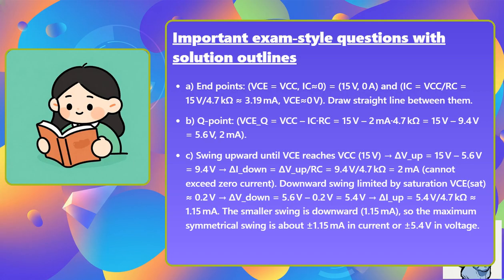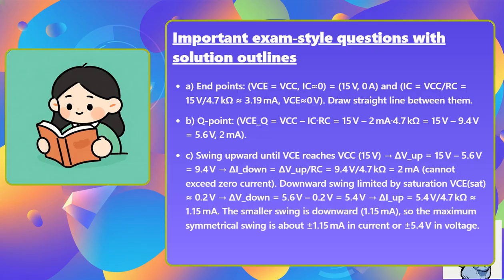C. Swing upward until collector emitter voltage reaches VCC, 15 volts. Delta V up = 15 volts - 5.6 volts = 9.4 volts. Delta I down = delta V up / RC = 9.4 volts / 4.7 kiloohms = 2 milliamps, but cannot exceed zero current. Downward swing is limited by saturation collector emitter voltage of approximately 0.2 volts. Delta V down = 5.6 volts - 0.2 volts = 5.4 volts. Delta I up = 5.4 volts / 4.7 kiloohms ≈ 1.15 milliamps. The smaller swing is downward, 1.15 milliamps.